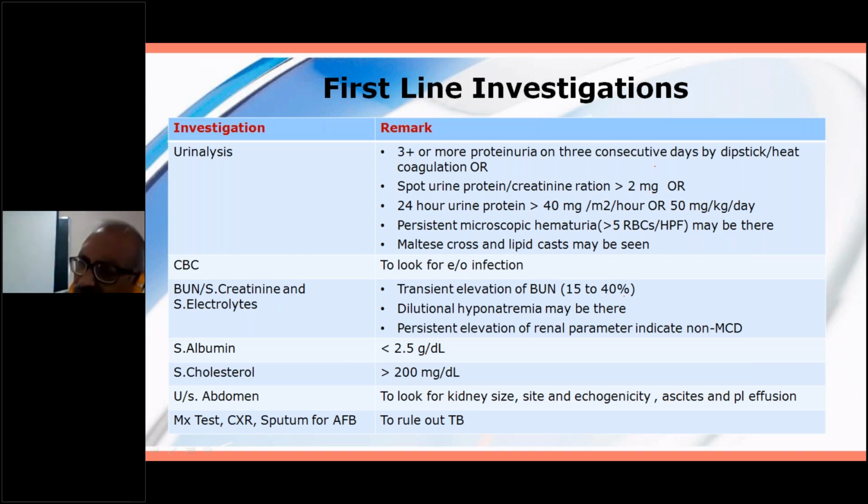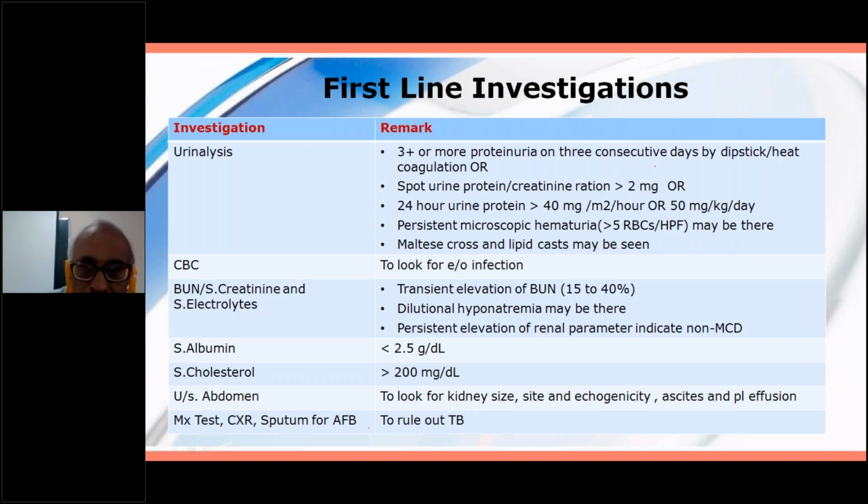CBC is not diagnostic for nephrotic syndrome, but you can see the possibility of any associated infection causing this. Hematuria, transient elevation may be there, but not a significant one. Electrolyte disturbances may occur because of dilutional hyponatremia. Persistent elevation of renal parameters indicates non-minimal change disease. Please remember. Otherwise, usually electrolytes are within normal limits.